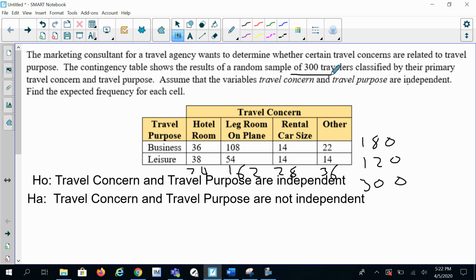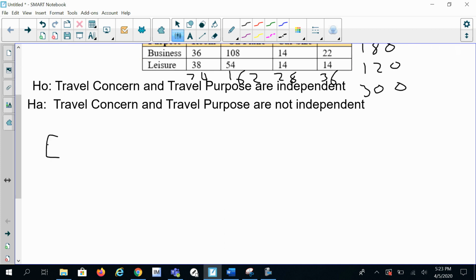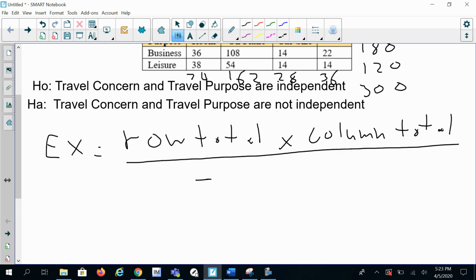So the next thing we need to do now is find the expected. So let me write the formula out to find the expected. Your expected value for this is the row total times the column total divided by the overall total.